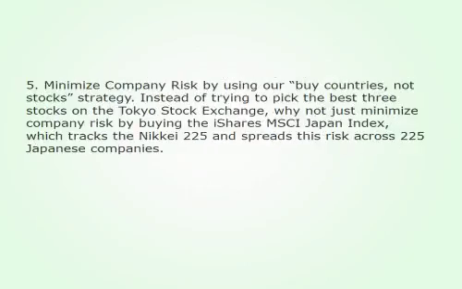5. Minimize company risk by using our buy countries, not stocks strategy. Instead of trying to pick the best 3 stocks on the Tokyo Stock Exchange, why not just minimize company risk by buying the iShares MSCI Japan Index, which tracks the Nikkei 225 and spreads this risk across 225 Japanese companies.